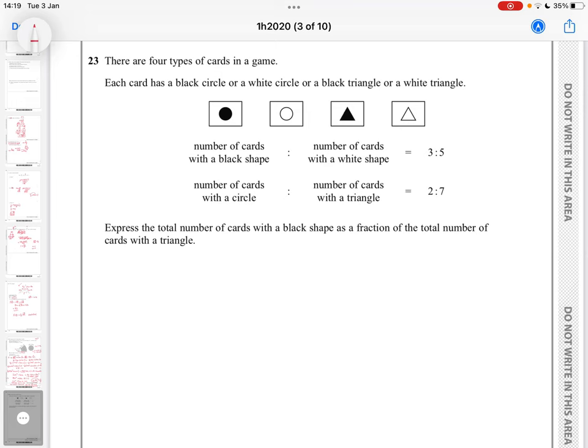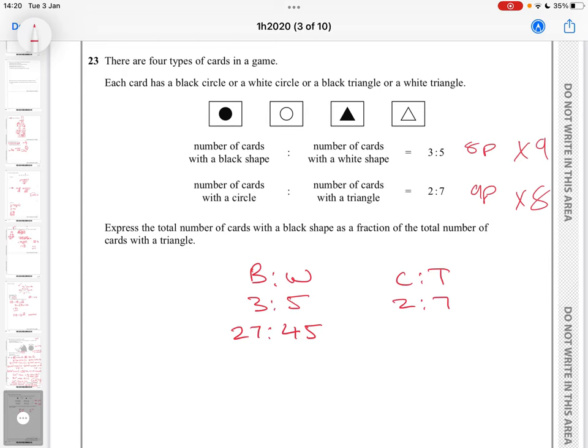So first, if we look at the ratios, we've got 3 to 5, 2 to 7. So first, let's write them as equivalent ones. So because this has got 8 parts, and this is 9 parts, I'm going to times the first fraction by 9 and the second fraction by 8. So we've got black shapes to white shapes, which was 3 to 5, but if I times it by 9, is now 27 to 45. Then the second one, which is circles to triangles, that was 2 to 7, but now I'm going to times it by 8, which is 16 to 56.